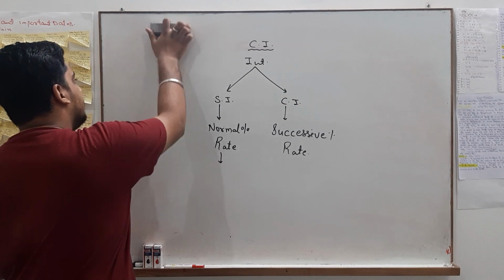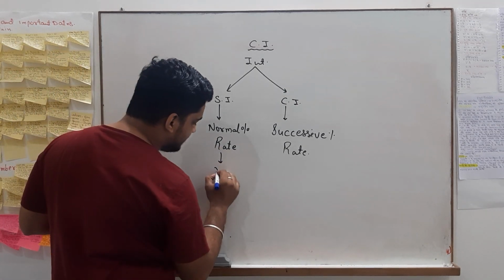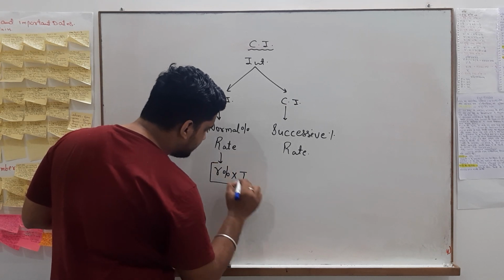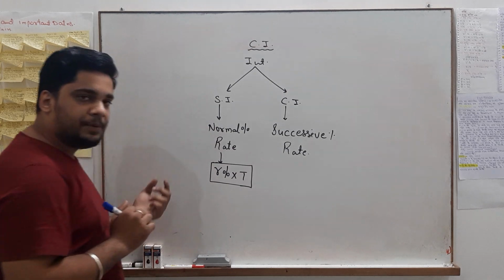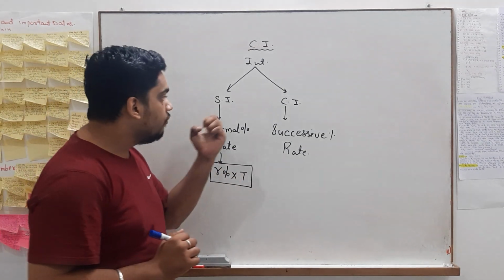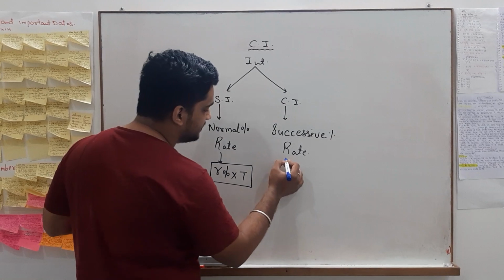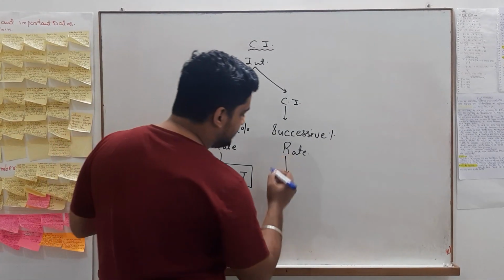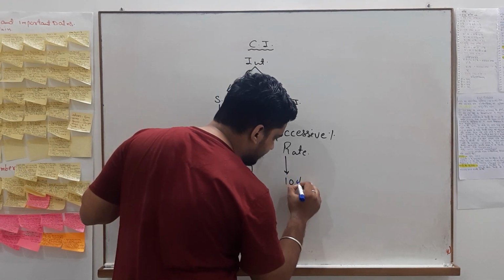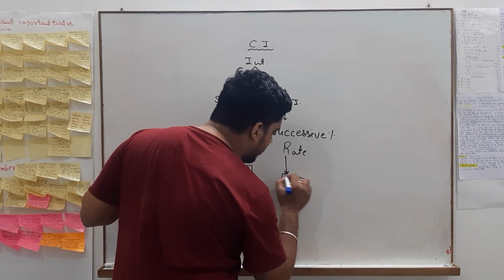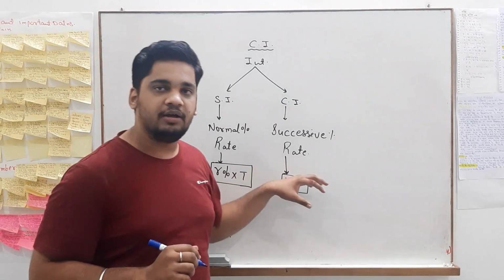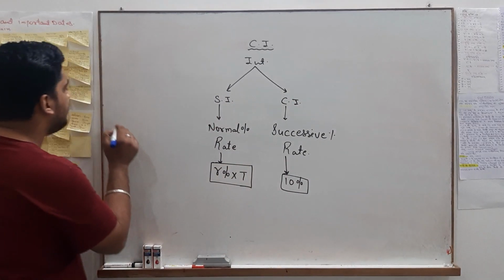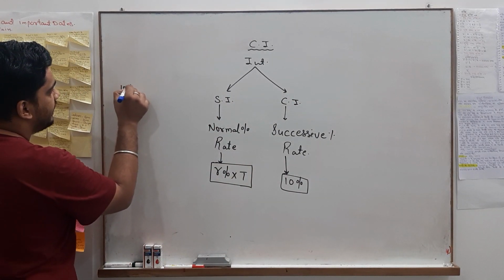And what is the formula for simple interest? We will discuss it in detail, but right now I am just explaining it to you. It is R percent into T, right? Now, what is the formula for successive percentage rate? So guys, successive percentage rate means, let us assume 10% is the rate at which you are giving some amount to your friend, right? So guys, always remember, 10% is equals to what?